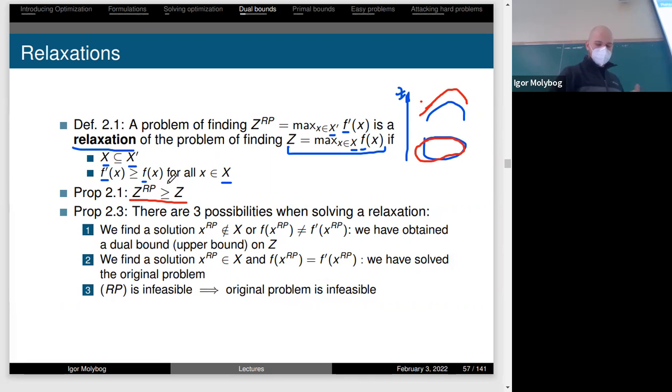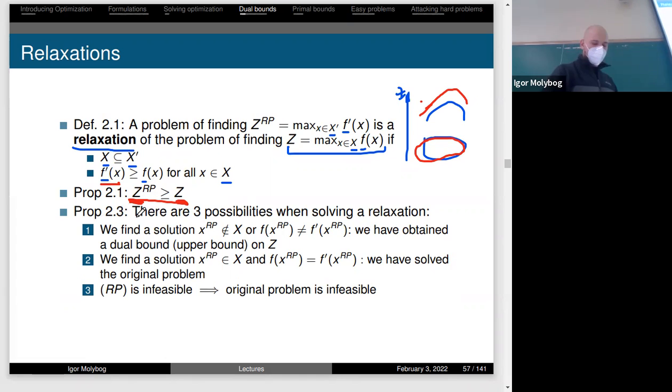However, it's important to understand that this is only about the optimal solutions. If you are taking different values of x, a suboptimal solution, the f dash value of a suboptimal solution might actually be smaller than the optimal value of the original problem. So you actually need to solve this relaxation to optimality in order to obtain a bound like this.